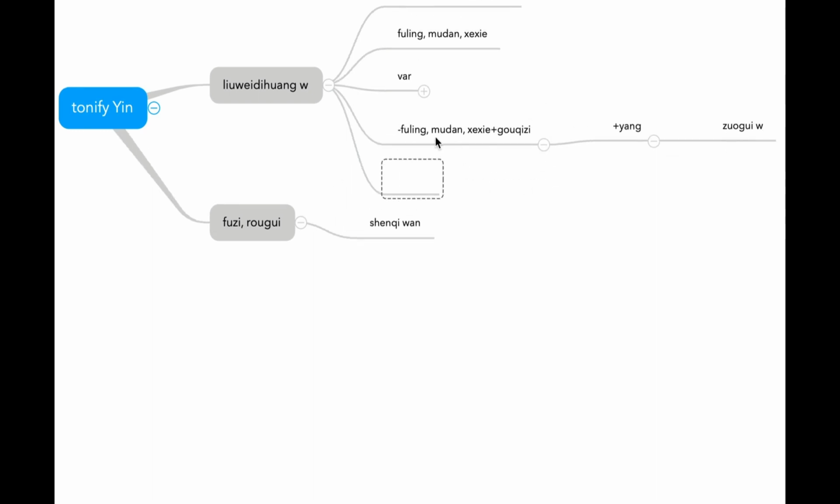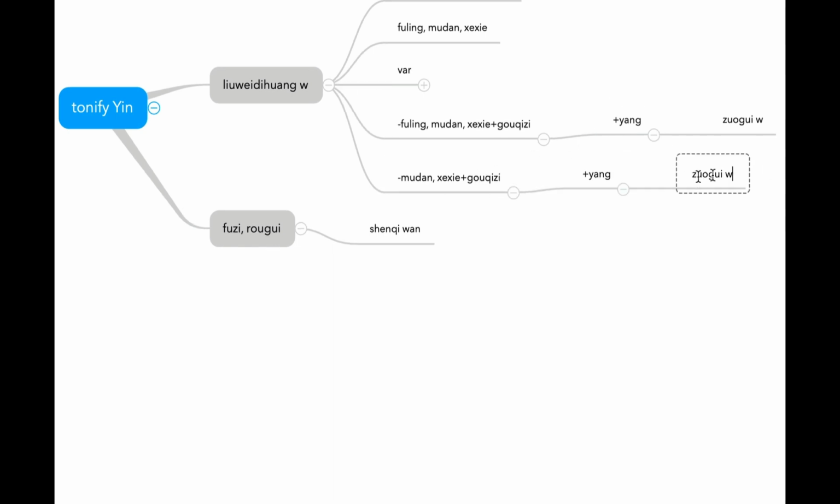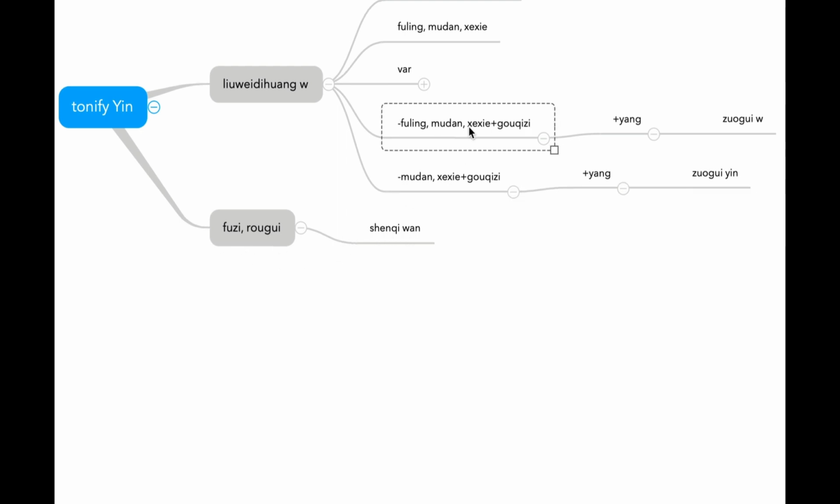And if you remove only Mudan and Zexie, and same thing, add gouqizi and tonifying yang formulas. So less. This is strongest and this is less strong, and this is the mild one. In terms of tonification, this is strong tonifying and this is strongest tonifying. And Shenqi, Fuzi, Rougui, Shenqi, same thing goes.